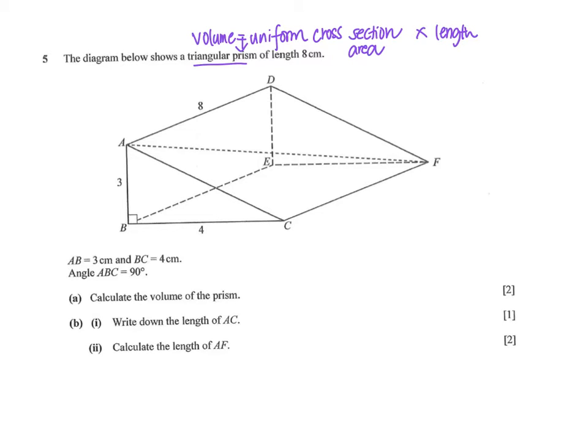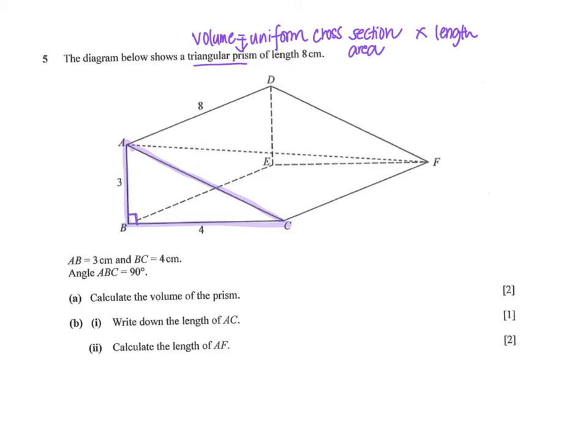Now this shows a triangle of length 8 cm, and we have a 90-degree angle over here. Let's take a look. What is the uniform cross-section? Since it's a uniform cross-section, the shape will stay the same throughout. So we can see very clearly that this triangle ABC here, which is a right angle triangle, will be the uniform cross-section of the whole prism. So let us calculate the first question.